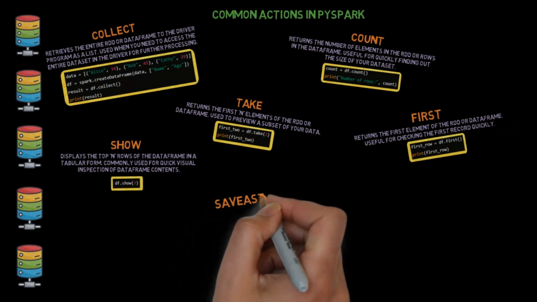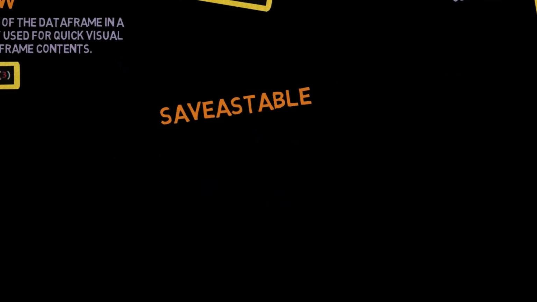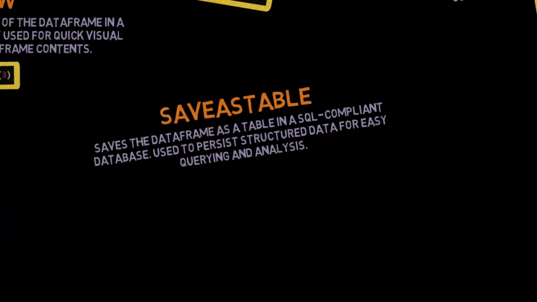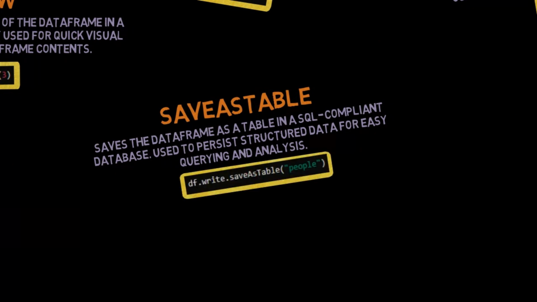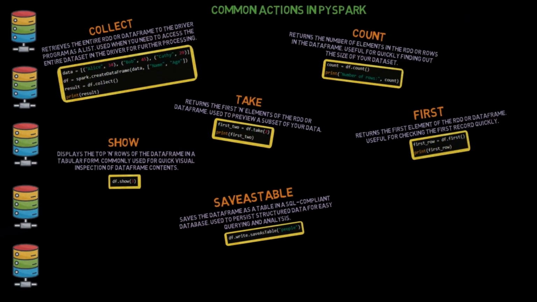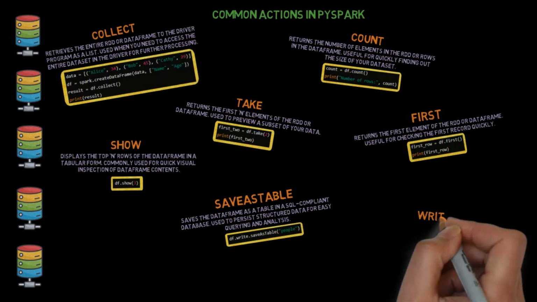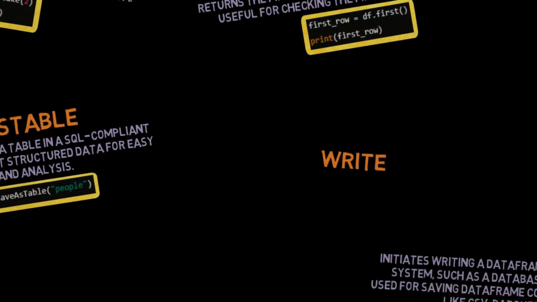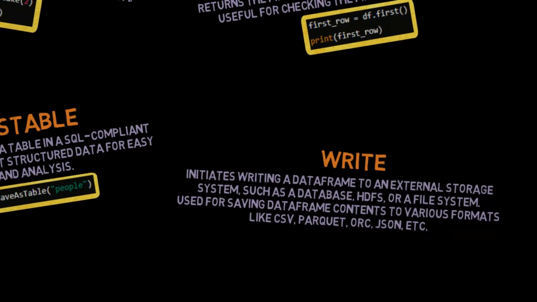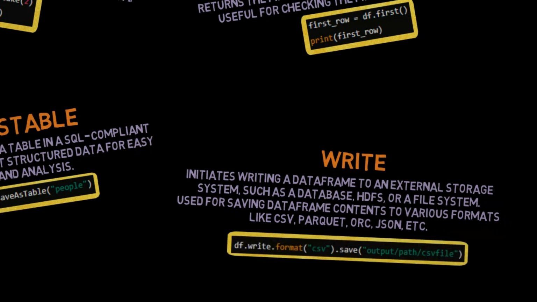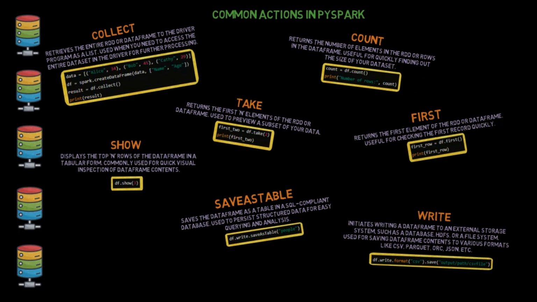Save as table. Saves the data frame as a table in a SQL-compliant database, used to persist structured data for easy querying and analysis. Write. Initiates writing a data frame to an external storage system, such as a database, HDFS, or a file system, used for saving data frame contents to various formats like CSV, Parquet, ORC, JSON, etc. These actions help in converting the lazy evaluations of transformations into actual data processing, allowing you to gather insights and persist results.